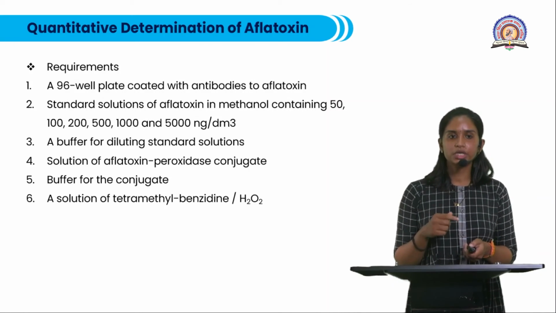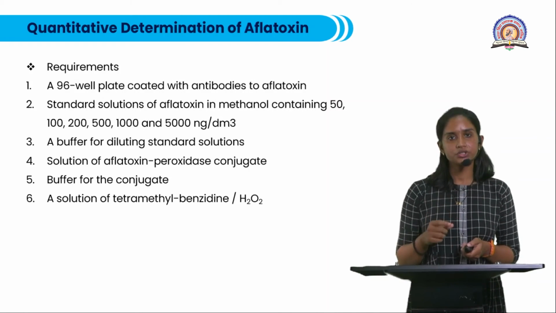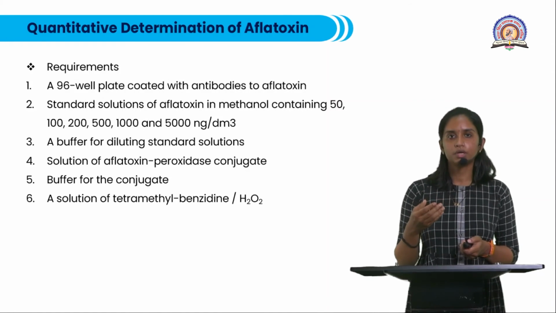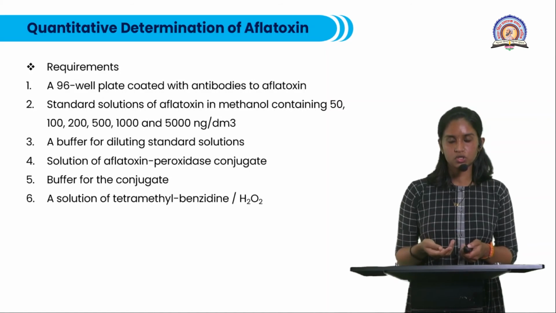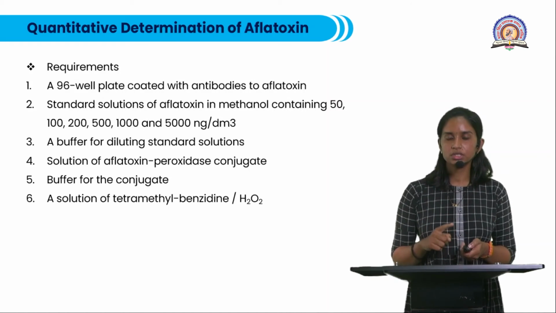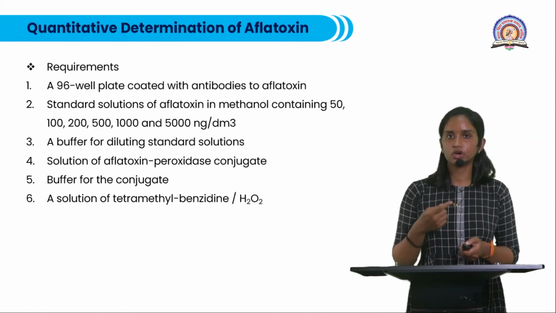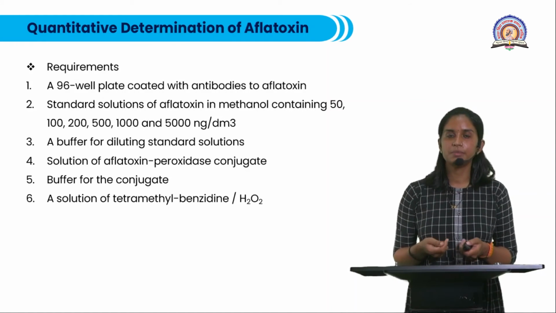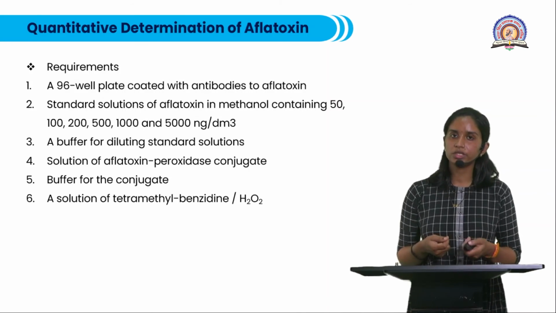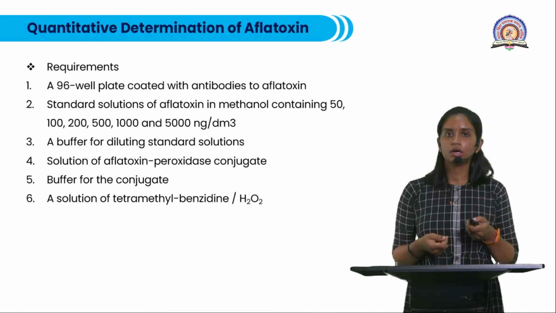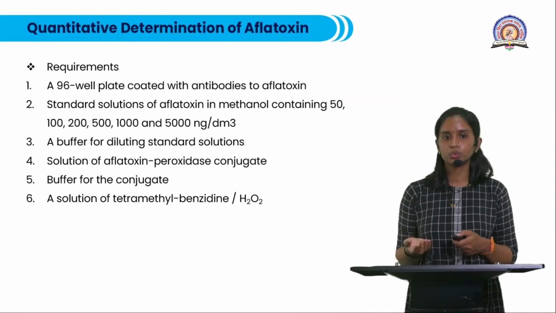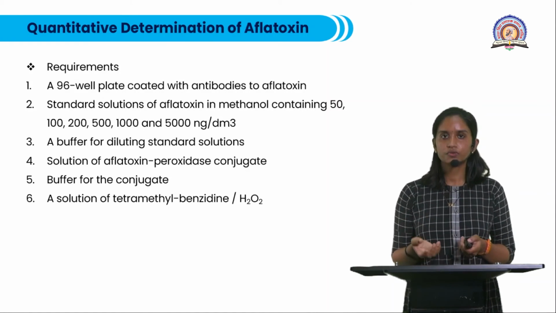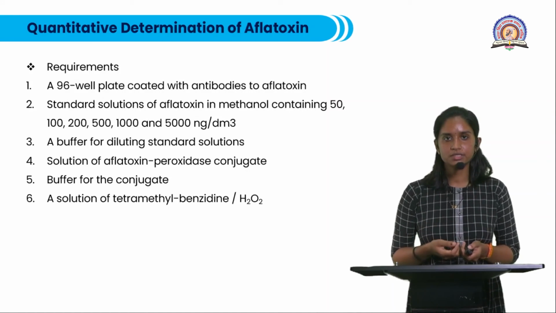Now why you need this buffer is because each enzyme has optimum pH at which it is going to have maximum activity. So this buffer will have the pH that will be suitable for the activity of enzyme. The next thing is solution of substrate, that is tetramethylbenzidine and H2O2. Why H2O2? Because peroxidase transfers the electrons from H2O2 to the TMB and that results into the color change. So for that you need to know the reaction mechanism.